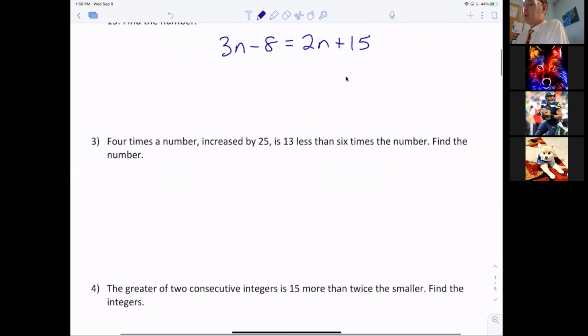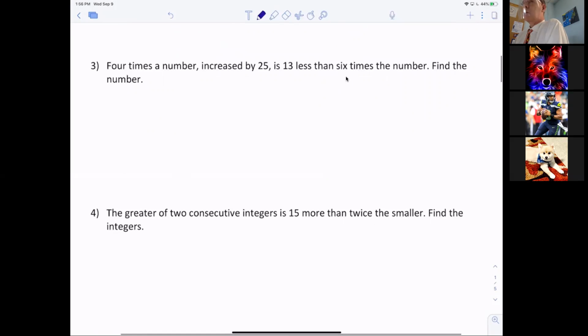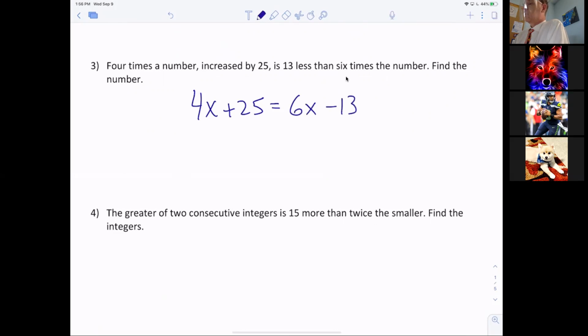Elise, you're up. Number 3. 4x plus 25 equals 6x minus 13. That's it. That's all I want. Very good, girl. Very good. That's all I want right now. Tonight, the homework is to go finish.